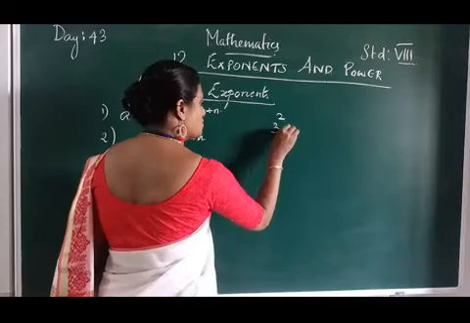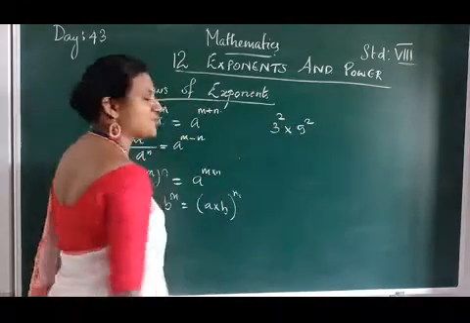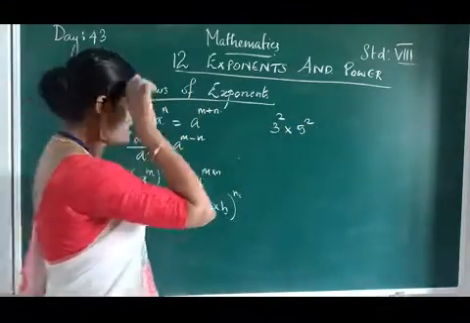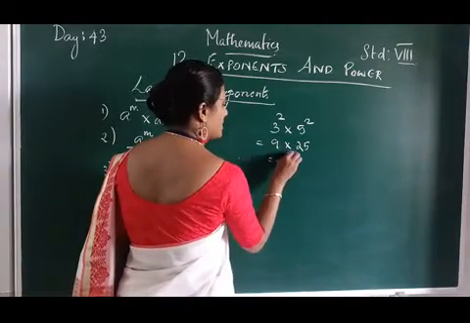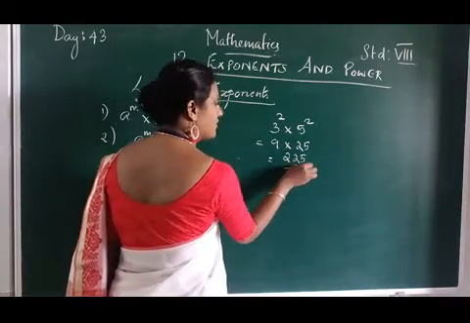3 raised to 2 into 5 raised to 2. Okay, what is the answer? 3 square is 9, into 25 is 225.